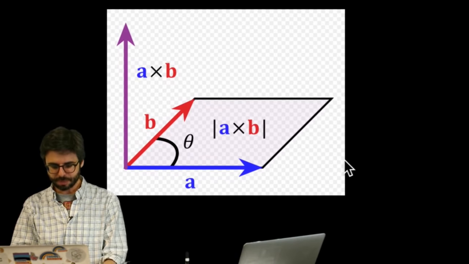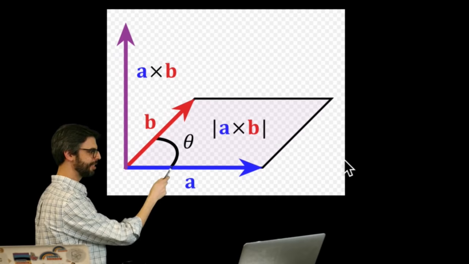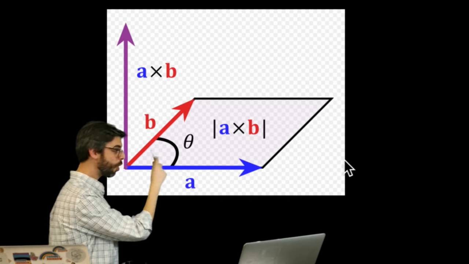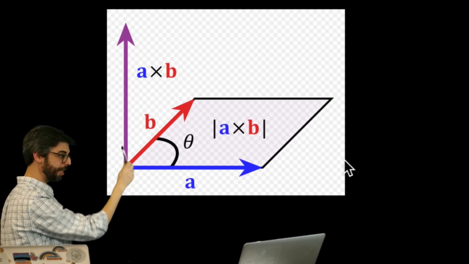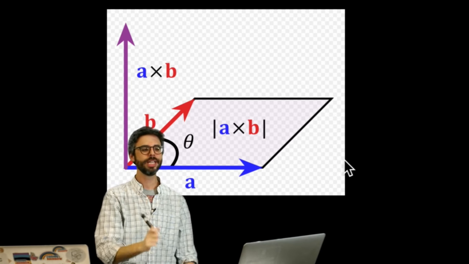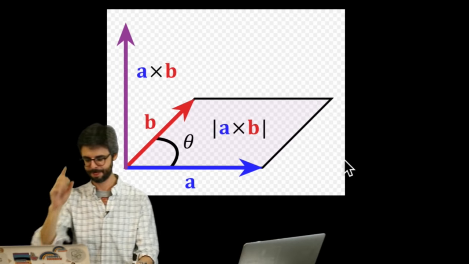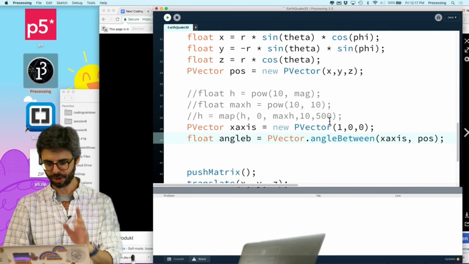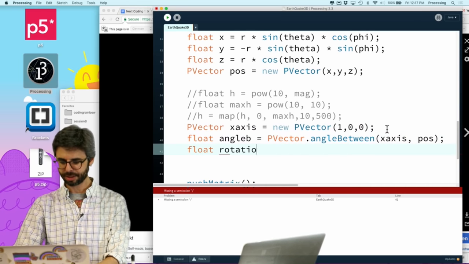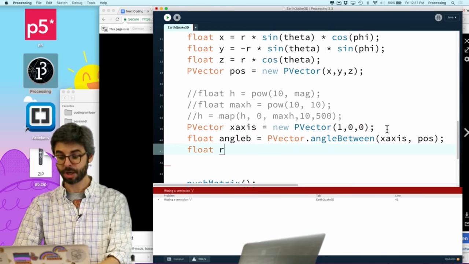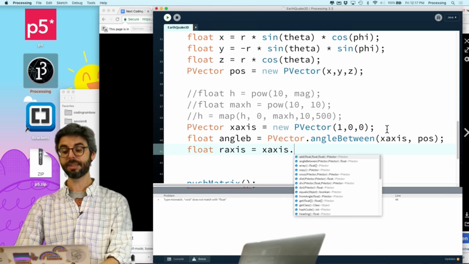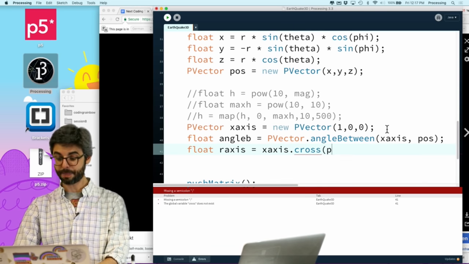Okay, so let's look at a diagram that I think will help explain this. If this is vector A and this is vector B, those vectors make a plane. The cross product, the vector A cross B, points out perpendicular from that plane. So this is exactly the operation that I need to do to get that rotation axis. So if I come back to my code, I should be able to say rotation axis, I'll just call it raxis, equals xaxis.cross(position).